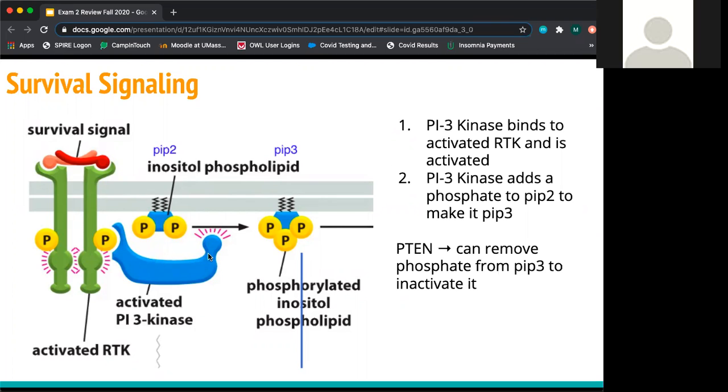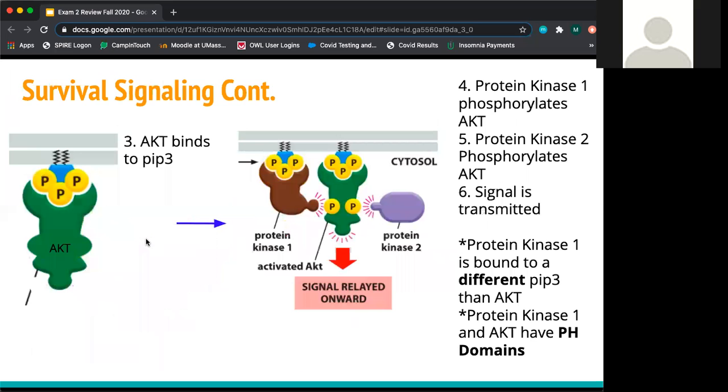When PI3 kinase is activated, that means it can add a phosphate to PIP2 to make it PIP3. There is a protein called PTEN that can remove the phosphate from PIP3 to inactivate this signal and stop the pathway, but just know it exists. It's not in this diagram right now. So yeah, once you have your PIP3, then you're going to move on. And because PIP3 exists, now AKT can bind to PIP3.